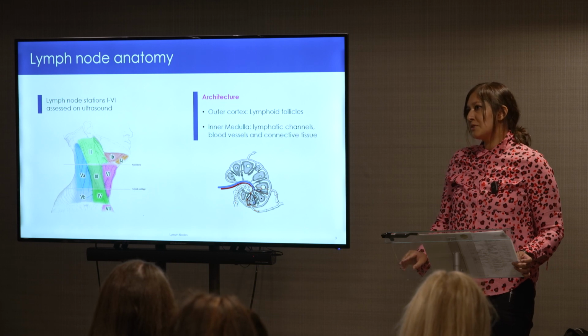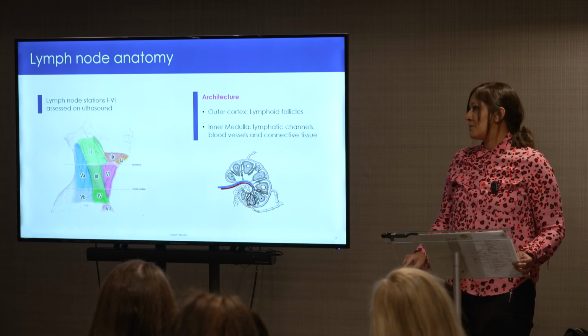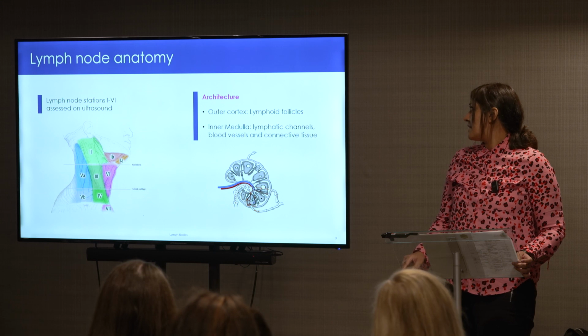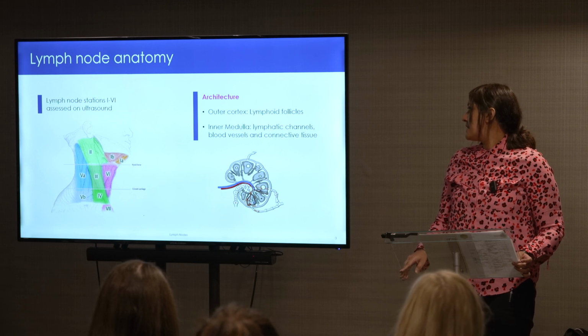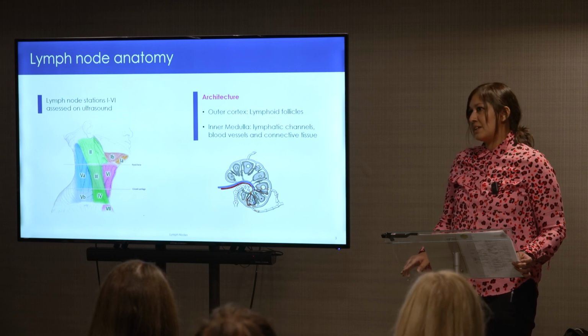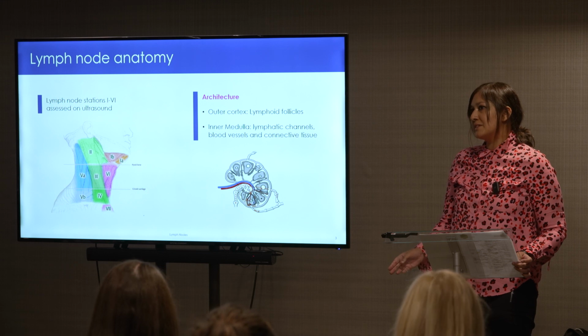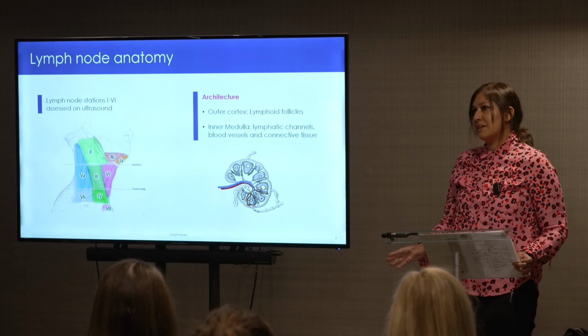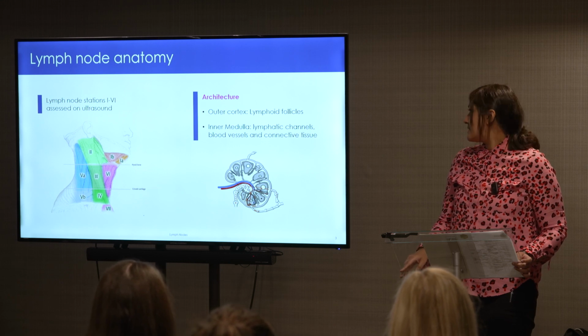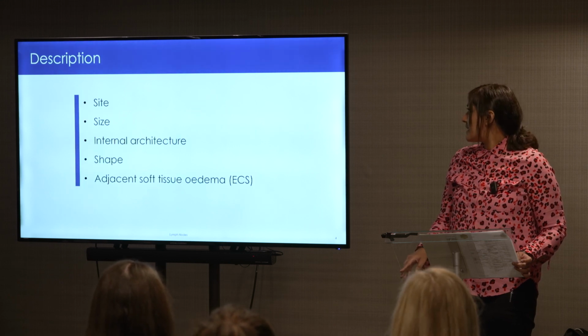In terms of the architecture, the key things we describe on ultrasound are the cortex. We want to see a uniform hyperechoic cortex, which I'll show you an example of. And then the distinct hilum is a key normal feature that we also want to see, which represents the inner medulla. I often say to my radiology trainees that a normal lymph node looks a bit like a normal kidney in the neck, because it's got that classic architecture.